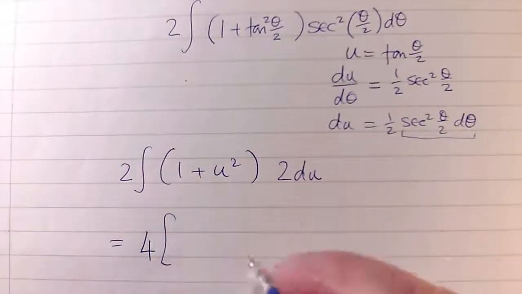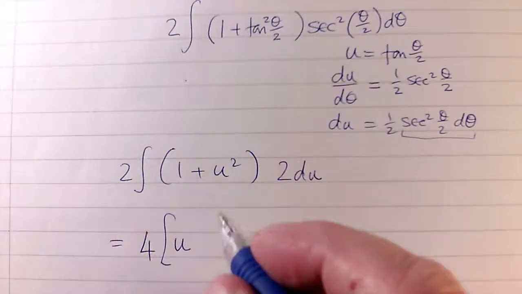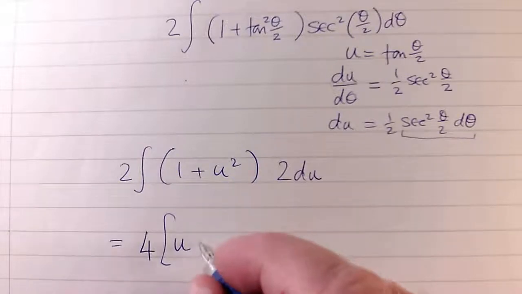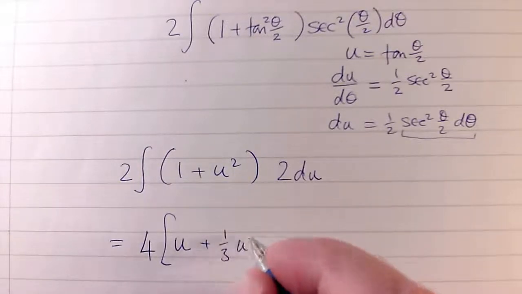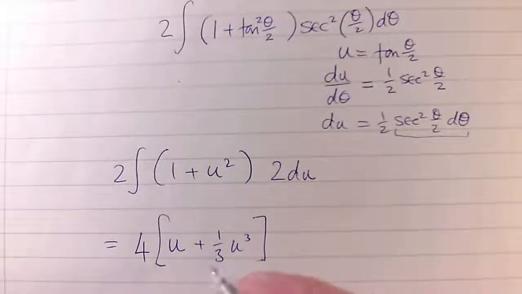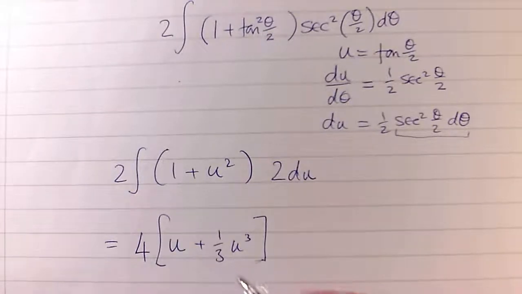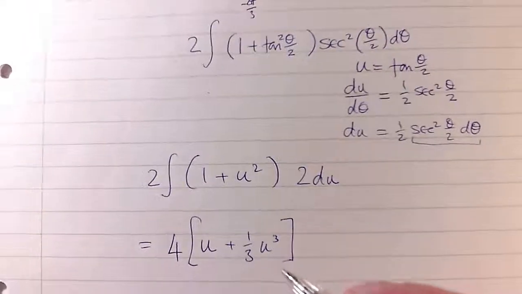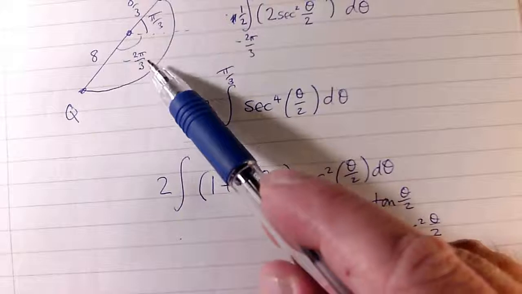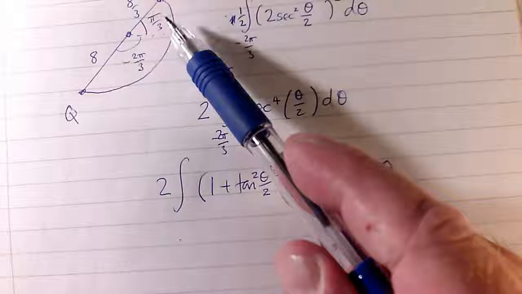Okay, I've been forgetting about my limits. I need to put those back. 1 integrates to u, and u squared integrates to a third u cubed, and my limits, well, if I update my limits, I mean, I could just turn this back into tan theta and tan theta there as well, but I can do it by updating my limits, because I've got 2 angles, minus 2 pi by 3 and pi by 3. They're the values of theta.